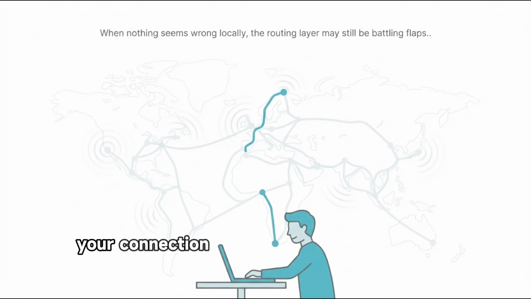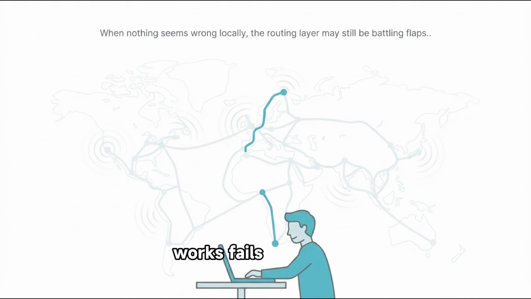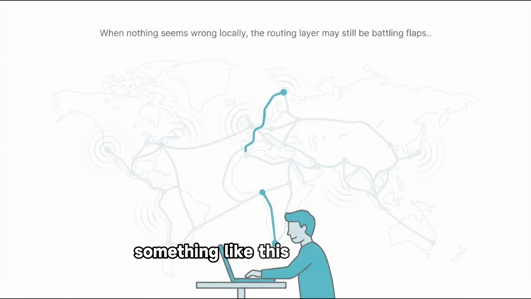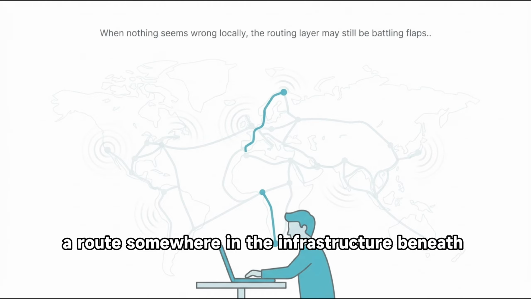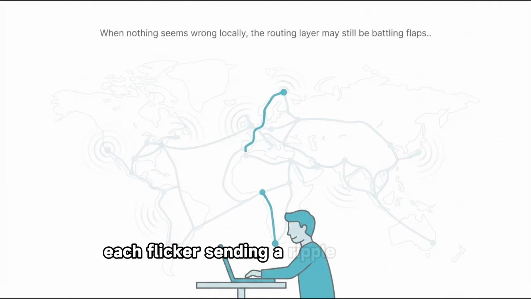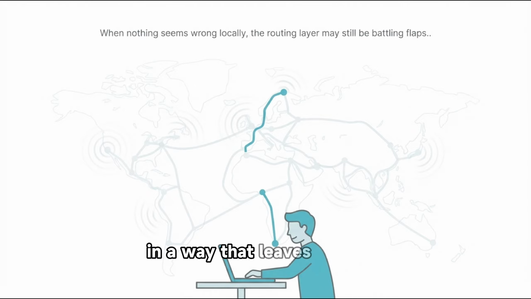Next time your connection cuts in and out for no visible reason, works, fails, on a cycle that seems almost rhythmic, there's a reasonable chance something like this is happening somewhere upstream. A route somewhere in the infrastructure beneath you, flickering between states, each flicker sending a ripple of updates through routers you'll never see, operated by organizations you've never heard of, affecting your experience in a way that leaves no trace on any device you can inspect.